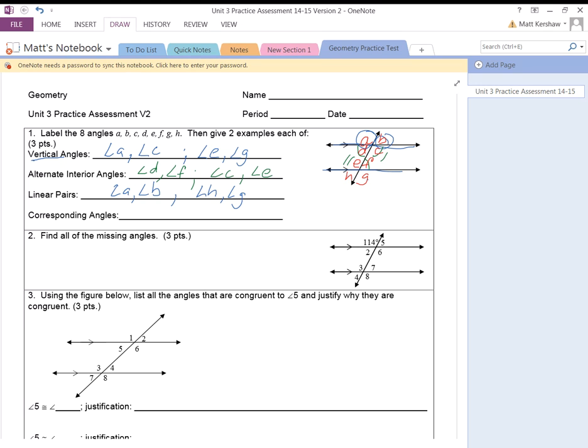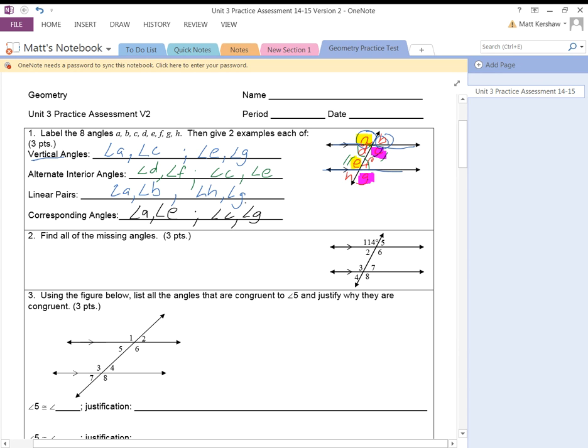All right, now our last one, since I've kind of marked this up a lot, I'm going to try highlighting corresponding. Remember, corresponding means they're in the same position. So angle A corresponds to angle E. And another example, let's use this color, would be angle C corresponds with angle G. So angle A and angle E are corresponding, and also angle C and angle G are corresponding.